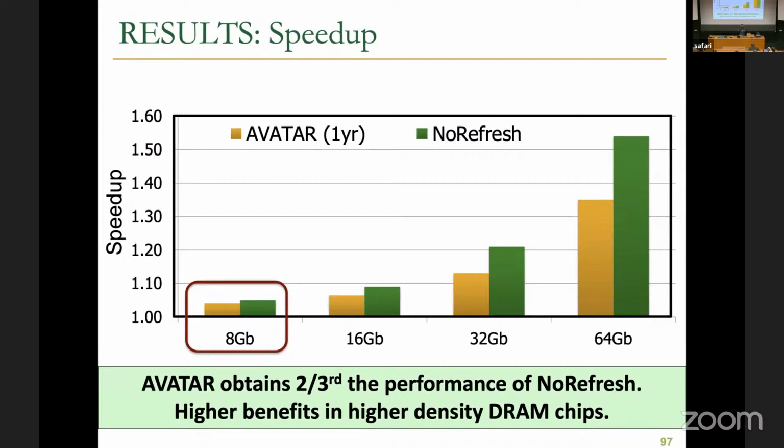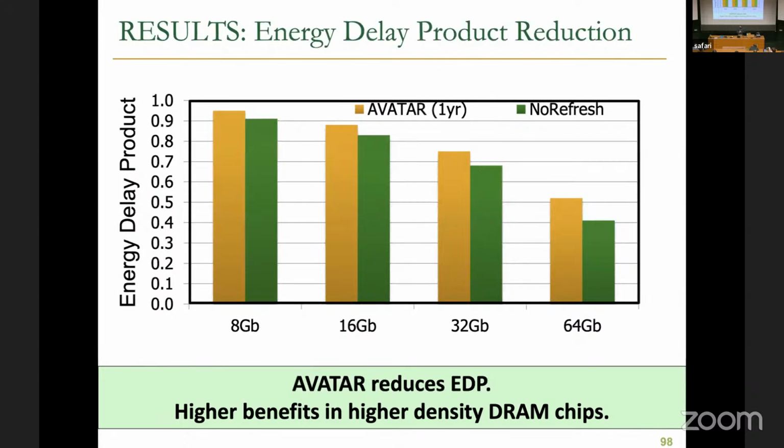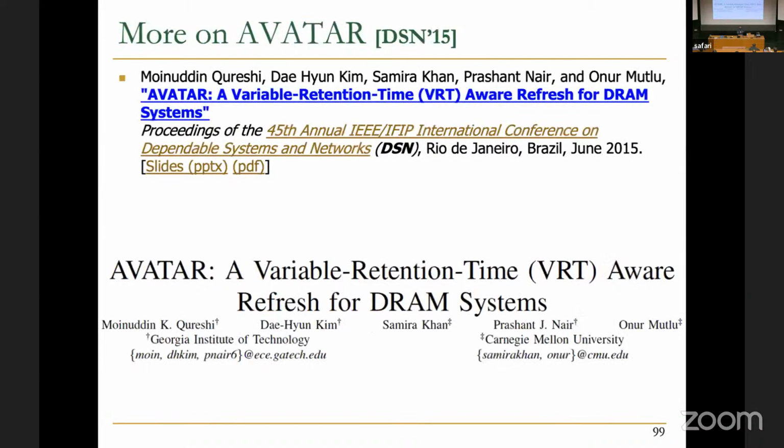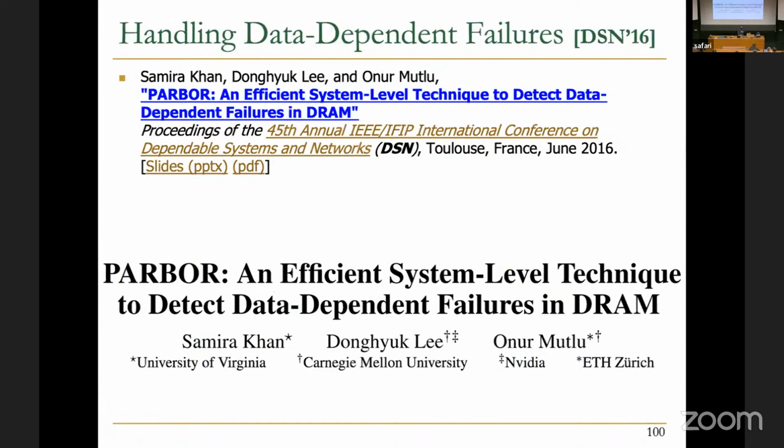When you look at the speedup benefits of Avatar for different DRAM die densities, you see some significant benefits, of course. As your DRAM chip gets denser, your benefits increase quite a lot. There's also a significant reduction in energy-delay product. This is important if you're also worried about energy, which you should be. And this is the full reference for Avatar. You can read it.